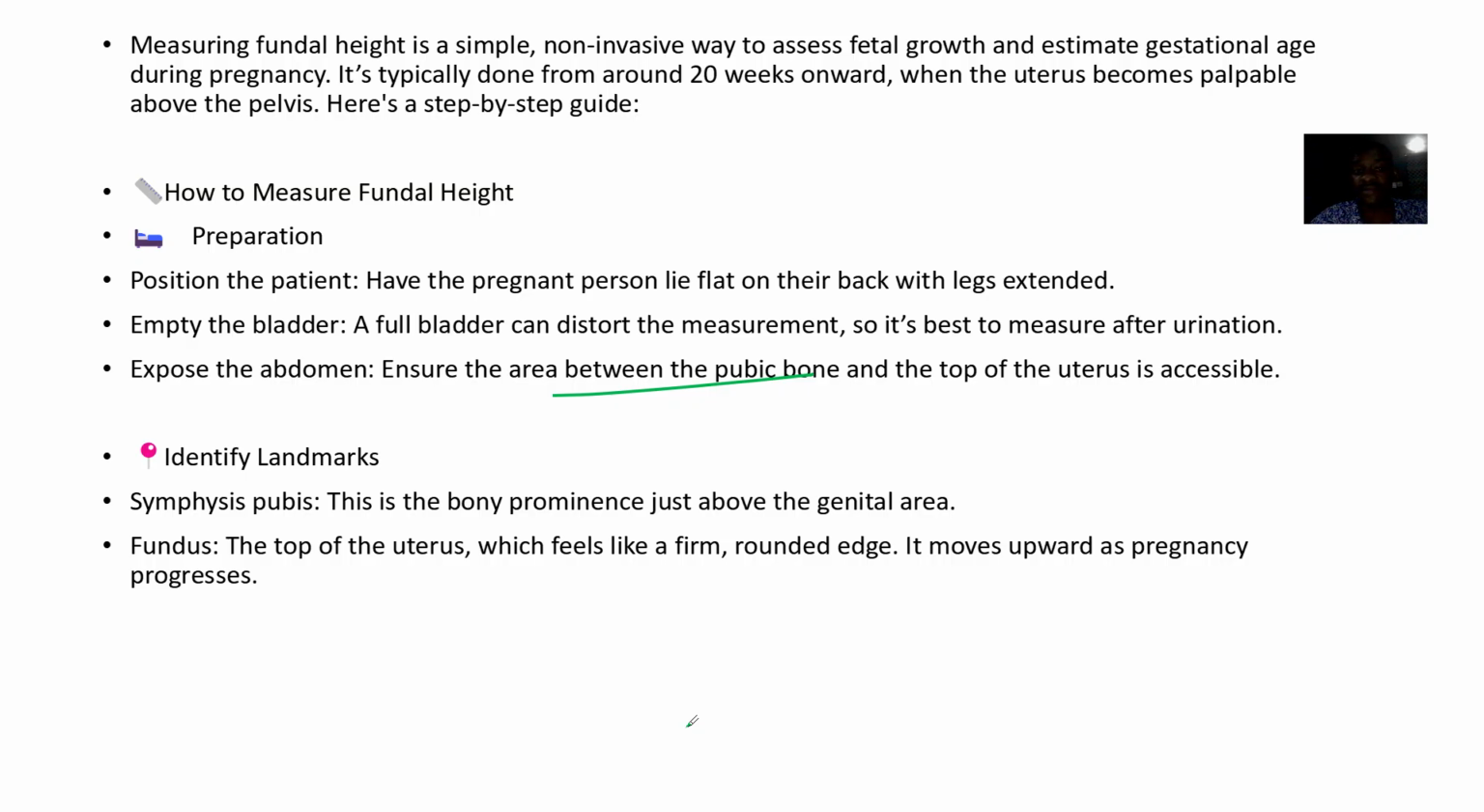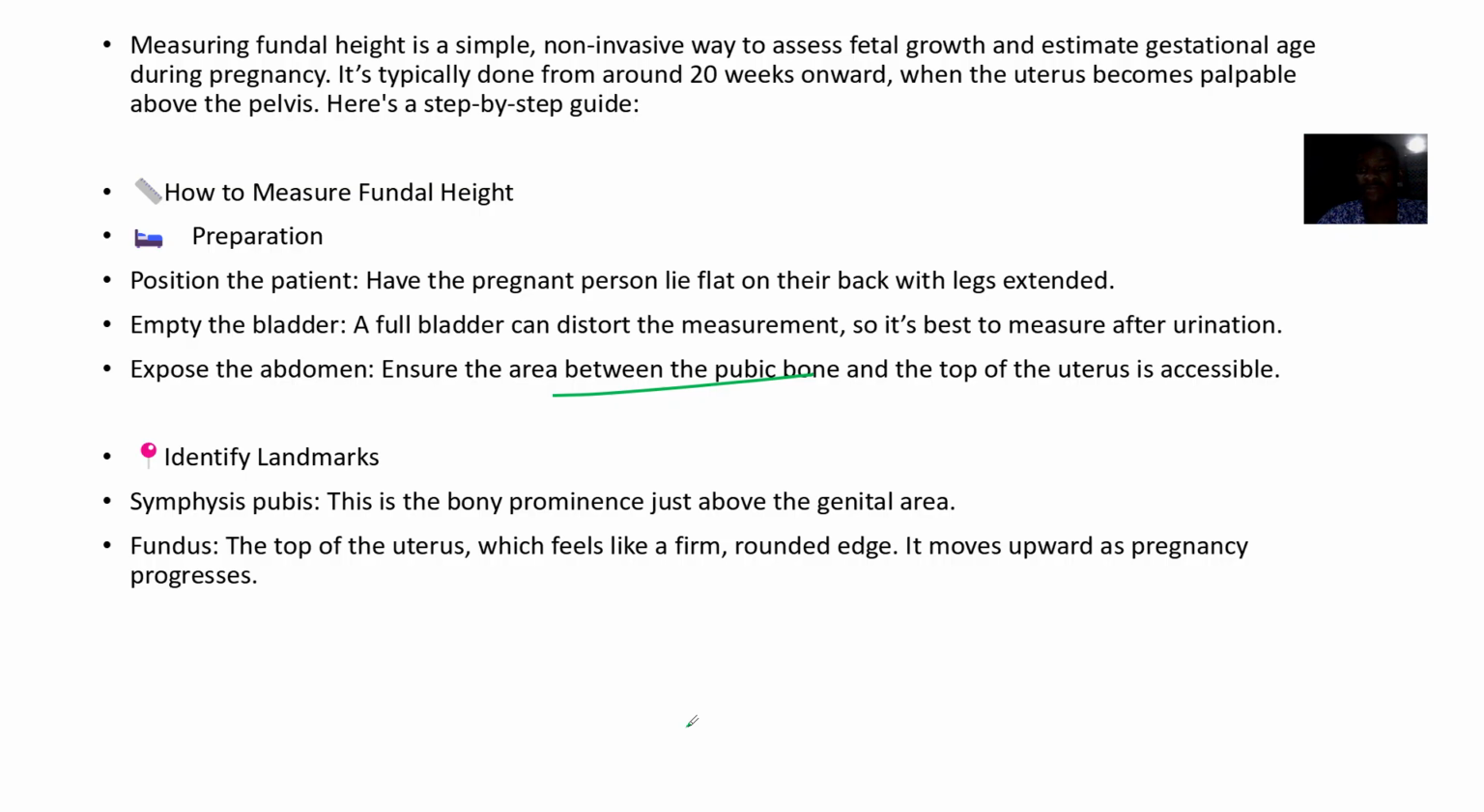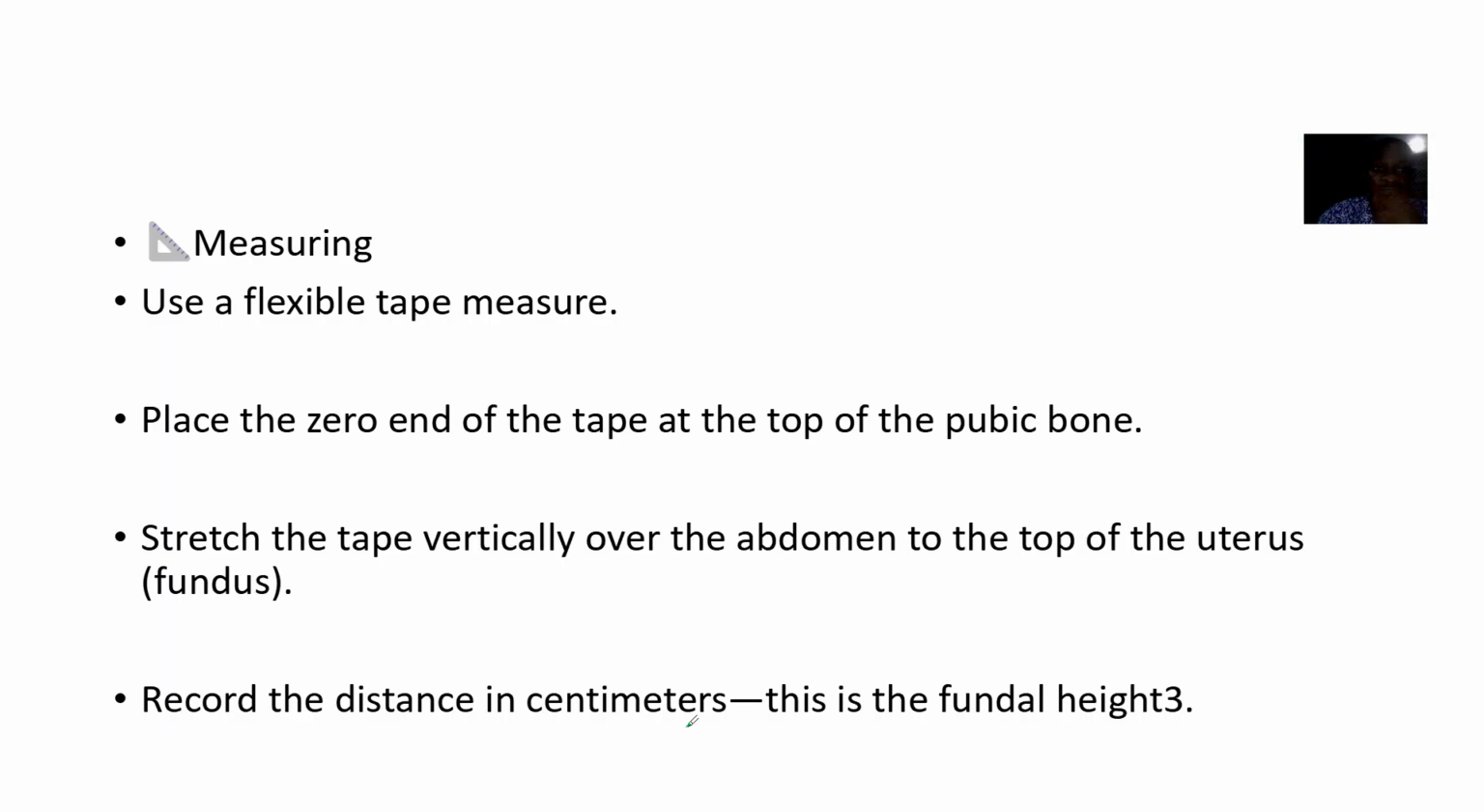Then identify landmarks. The pubic symphysis is a bony prominence just above the genital area. Identify it. The fundus, the head of the uterus, you also identify it. It keeps moving up because the baby is getting big, filling up the uterus and shooting up. It's just as simple as that.